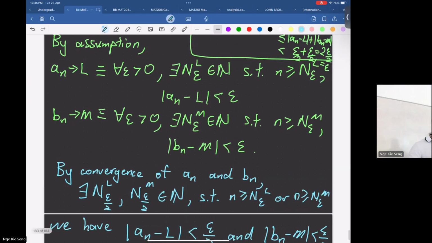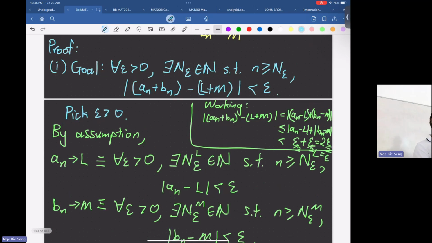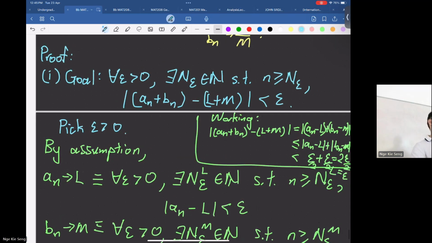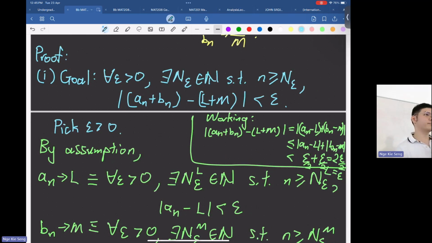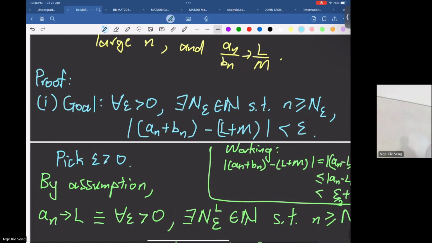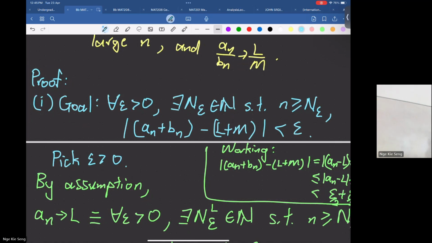Okay, remind ourselves what's our goal. Zhongyi, what's our goal? I showed you already. What's our goal? Which one are you reading? Go, go, go. What's our goal?